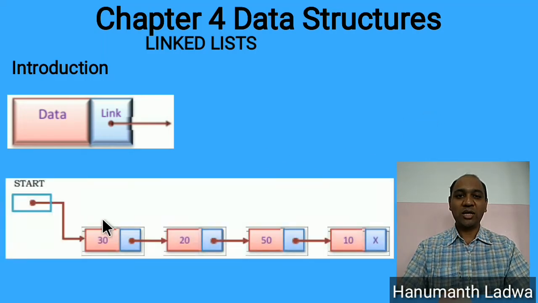Here you can see pictorially we have nodes, that is 30, 20, 50 and 10. Here you can see this arrow represents the reference to the next node, that is the address of the next node. Here you can see the last node consists of a cross mark that indicates it's a null pointer which is pointing to nothing. This indicates this is the last node of the linked list.